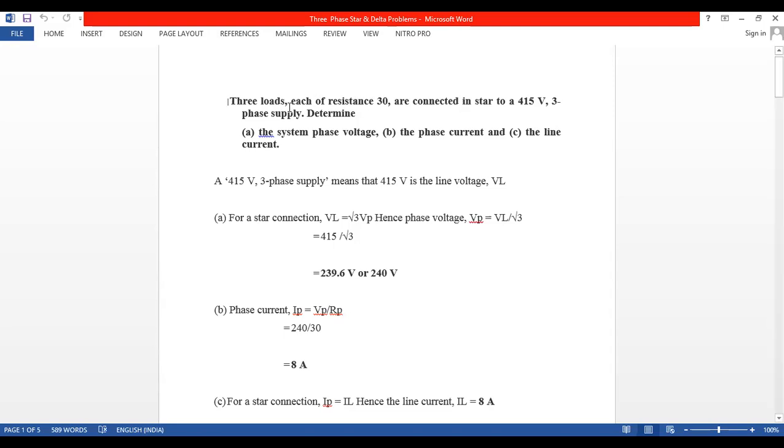Okay. So now, three loads, each of resistance 30 ohms, are connected once again in star to a 415 volts three-phase supply. Determine the phase voltage, phase current, and line current. So in any problem they are asking, first you see the word star. Star connection. Okay. For star connection, what is the formula? All the students, anyone please tell me, what is the formula for star connection? Line voltage equals root 3 times the phase voltage.